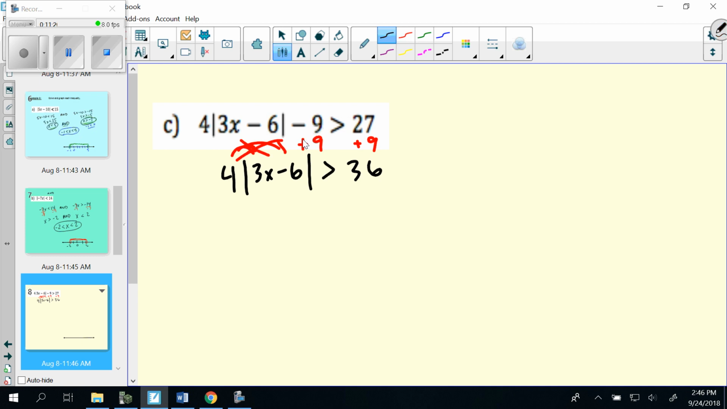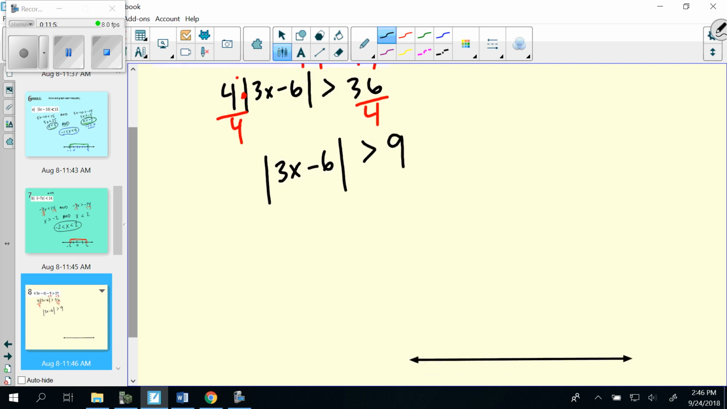Hopefully you did not distribute here. Remember, absolute value looks like parentheses, but doesn't do the same thing. You can't distribute. So the way you should have moved that, it's being multiplied here. The opposite of times is to divide. Make sure you didn't subtract. It's not being added to that. You got to divide. And so to isolate the variable, we get that this absolute value has to be greater than 9. Once you're at that point, now here's where you want to split it up into your 2.